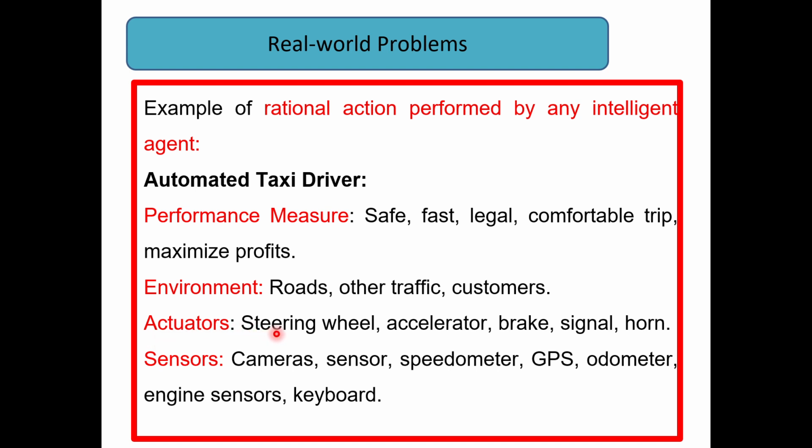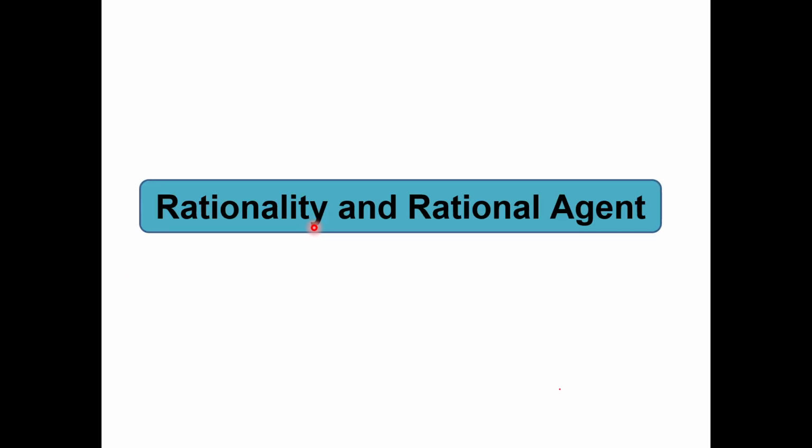Actuators may be the steering wheel, accelerator, brake, signal, horn. Then for sensing, it perceives the information from the environment through cameras, sensors, speedometer, GPS, like this. So these are the four factors. It's called PEAS: performance measures, environment, actuators and sensors for the automated taxi driver.